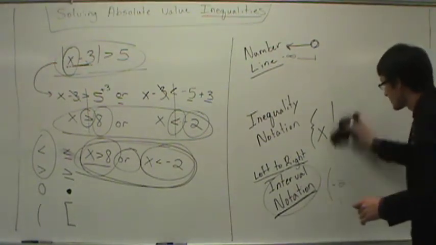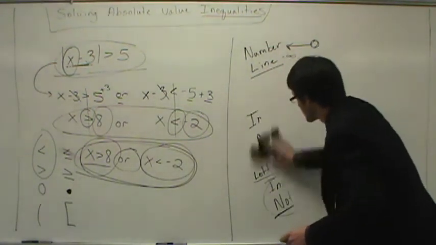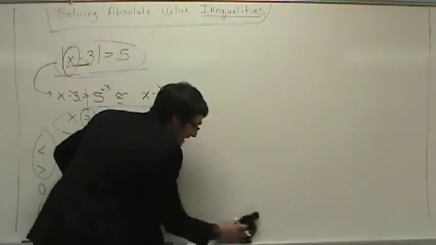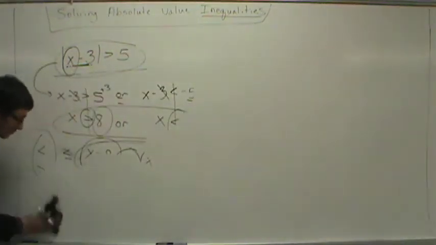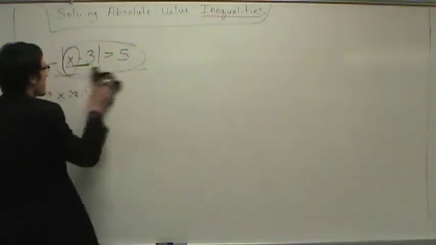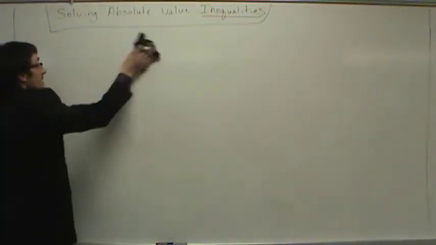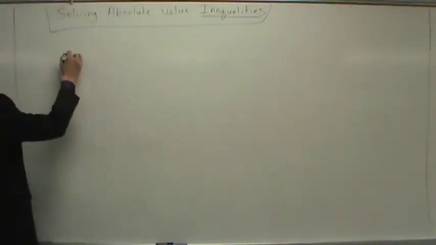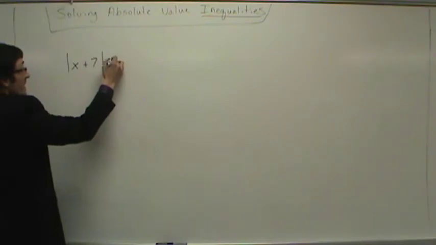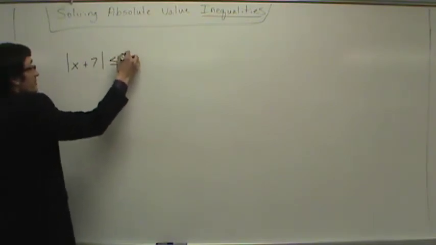So right now you're probably going, oh my gosh, this is way too much. Just give it time. Right now, just try to understand the process of what we're doing. I will show you what it means, and then I will clear up confusion. So let's look at this one. Absolute value of x plus 7 is less than or equal to 1.